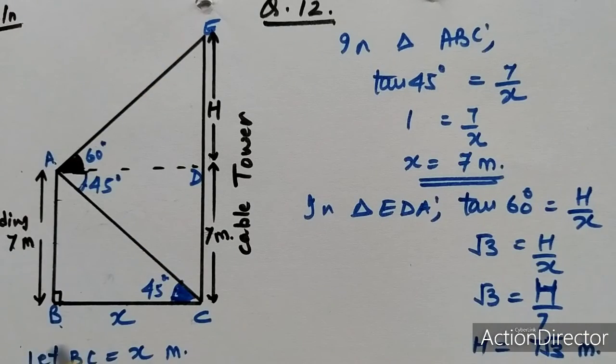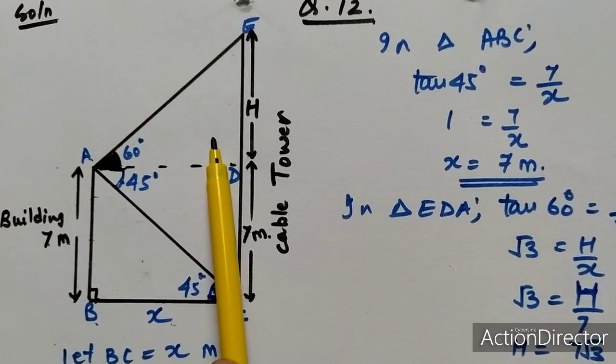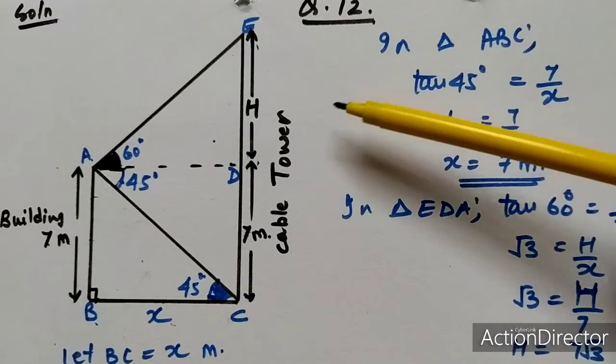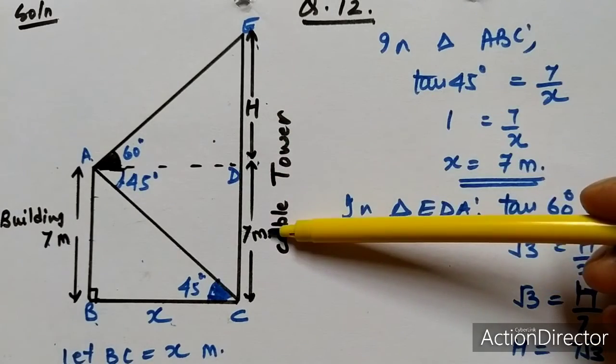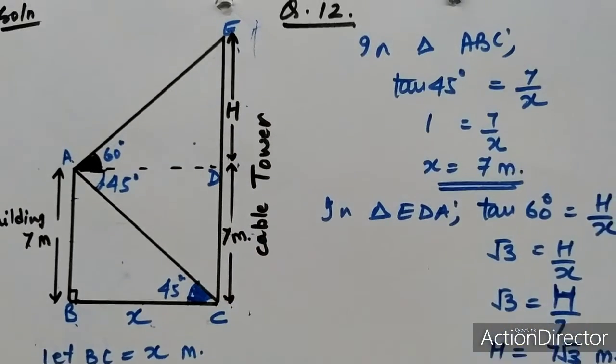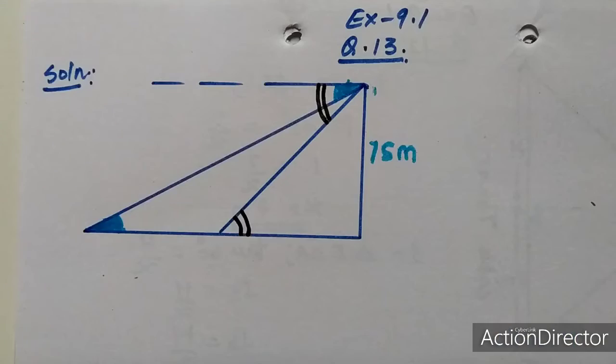Clear all of you? First of all, find out the value of base, that means BC, by taking this triangle. After that, you have to take this triangle in which find only this particular part, and after getting the value of H, add 7 meter to get the total height of the cable tower. So this is solution of question number 12 of exercise 9.1.